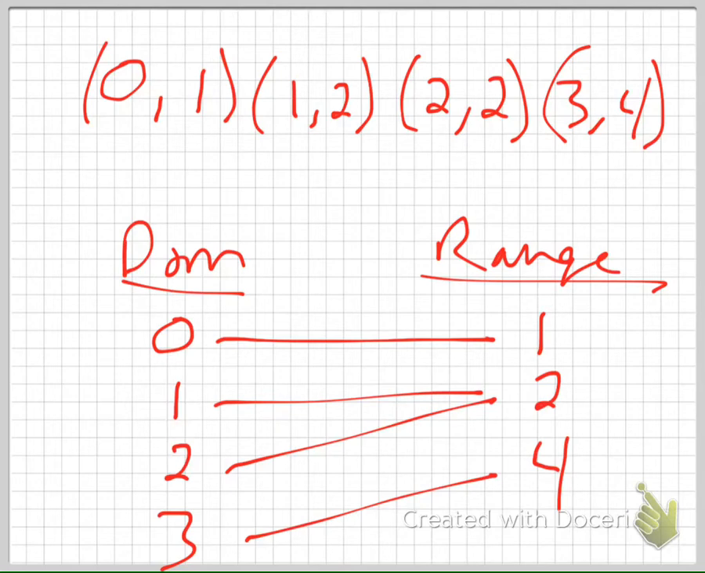When I put in a 0, what came out? A 1. When I put in a 1, what came out? 2. When I put in a 2, what came out? A 2. So just because they shared the same thing, that's still okay. This is a function because for every one thing I put in, only one thing came out. Yes, it did double up, but that's okay. What you don't want to see is these guys splitting into 2 or splitting into 3. Does that make sense? This is a function.